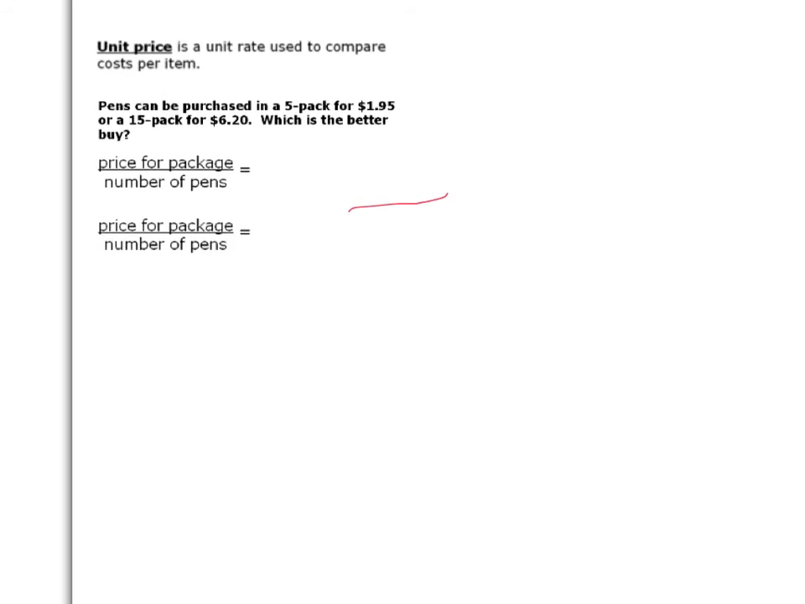Okay, now we have unit price. The unit price to compare items. Okay, so this is like if you go to the store. Is it cheaper to get the big pack of 15 at Sam's Club, or is it cheaper just to go to the drugstore and get a smaller pack? All right, so here we go. Price per package. So pens can be purchased at $1.95 for 5, or they can be purchased at $6.20 for 15. Okay, so we need to do.